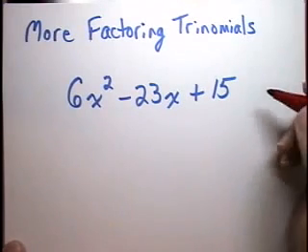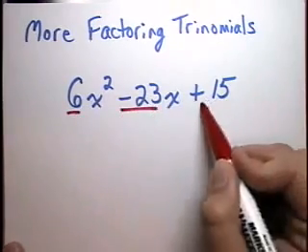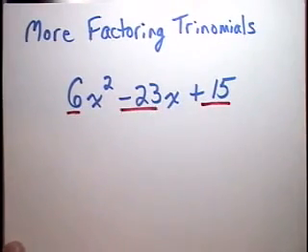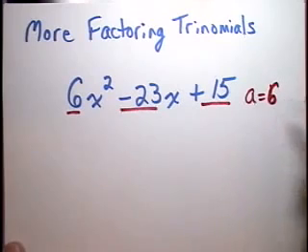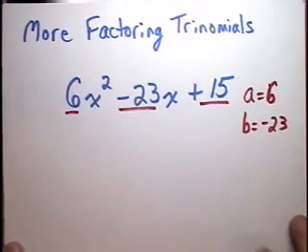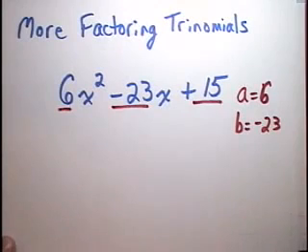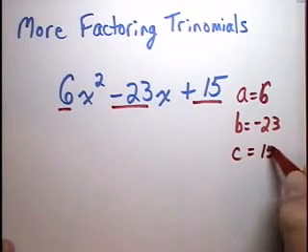So the next thing I need to do is to identify my A, my B, and my C. And A is going to be the 6. B, notice the B here is negative 23 because the sign in front of the number goes with the coefficient. And my C is going to be a positive 15.